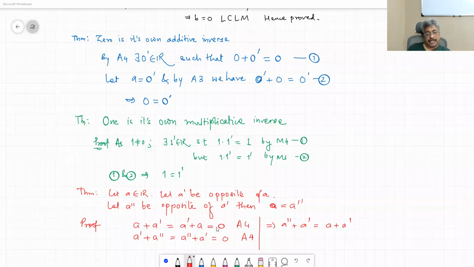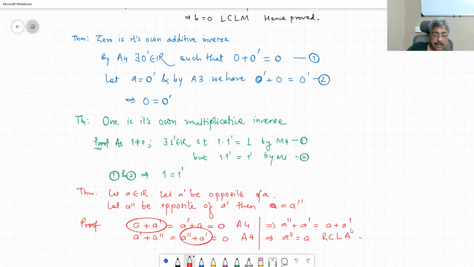A plus A dash is equal to A dash plus A is equal to 0 by A4. A dash plus A double dash is equal to A double dash plus A dash is equal to 0 by A4. Therefore, if we pick these two and use the right cancellation law, A double dash plus A dash is equal to A plus A dash, which implies A double dash is equal to A, by the right cancellation law of addition. Opposite of opposite is original.